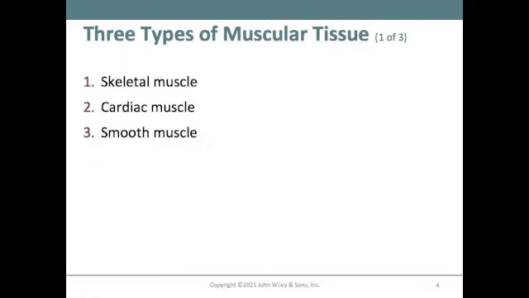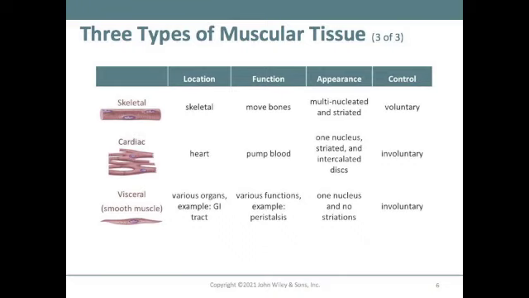There's three types of muscular tissue, and that's skeletal muscle, cardiac muscle, and smooth muscle. And we've talked about this in the previous chapter. So we see the skeletal, and its function is to move bones. It's multinucleated and striated, and its control is voluntary. In other words, with the skeletal muscle, I think, therefore I am. I can think to move my hand, and my hand moves. I can think not to move my hand, and my hand doesn't move, so therefore it's voluntary.